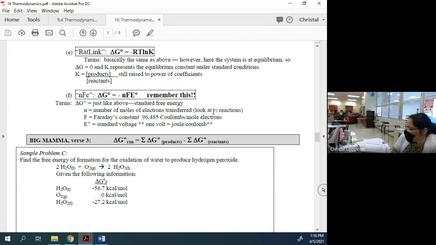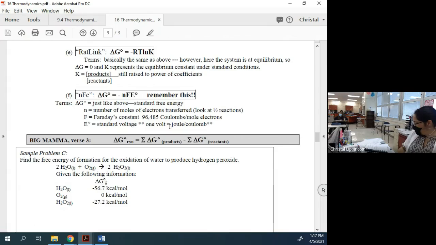You're going to look back at those half reactions. This is Faraday's constant. Again, that's given to you on your blue sheet along with this equation. And then that's going to give you your standard voltage, or 1 volt equals joules per coulomb. Okay, and we'll see if we get to any of those today.